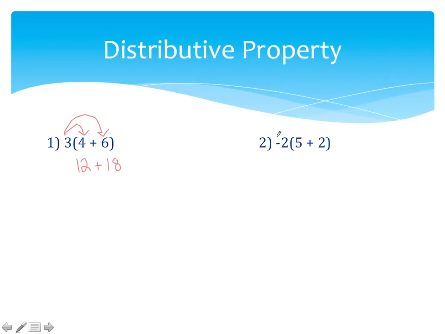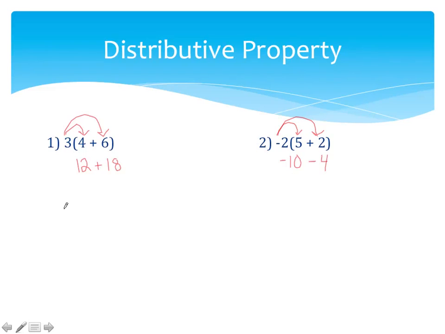So I have negative 2 times the sum of 5 plus 2. So using the distributive property, I would multiply negative 2 times positive 5. It's very helpful to say the signs. So a negative times a positive gives me negative, and 2 times 5 gives me 10. And I want to then do the second part of this. So negative 2 times a positive 2. Negative 2 times positive 2 gives me negative, and 2 times 2 is 4.